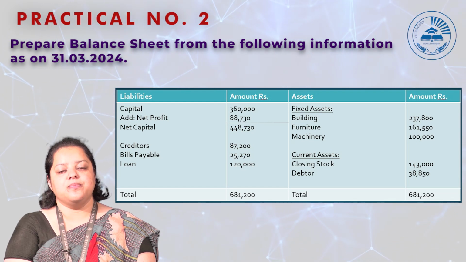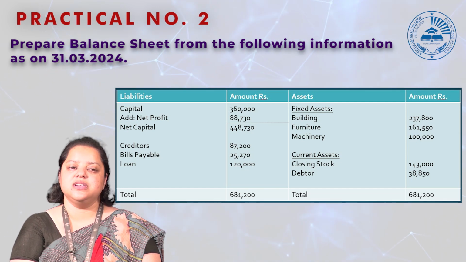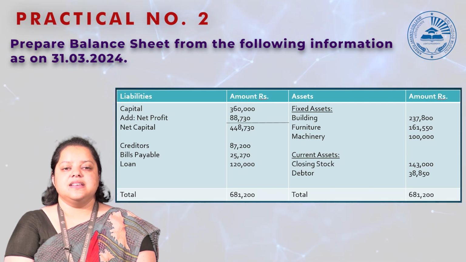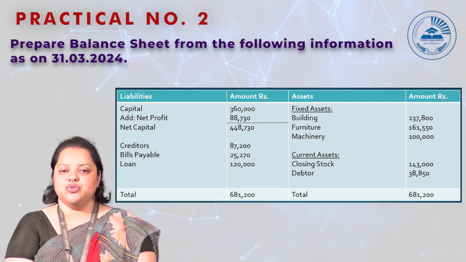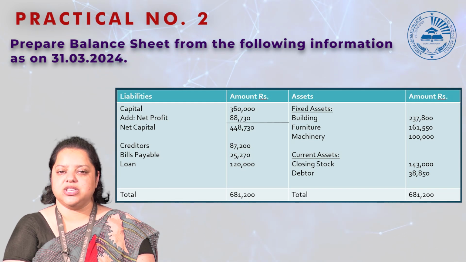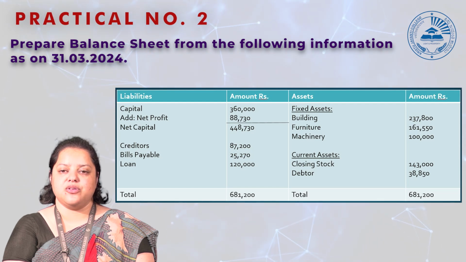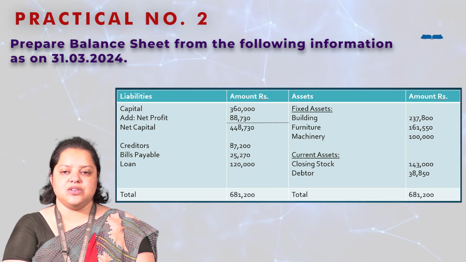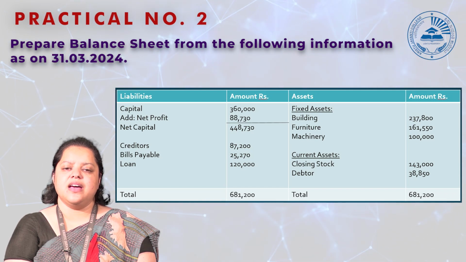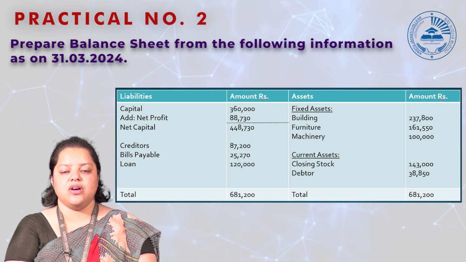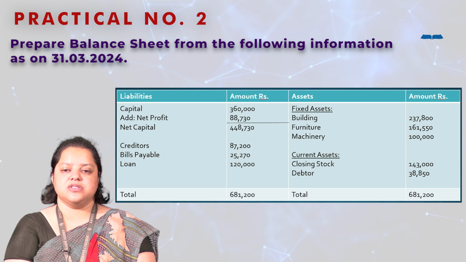As I told, if the company is taking any loan from a banking institution or financial institution, it is a liability for us. The same way we need to come to the asset side. On the asset side we are having two headings, as we do not have any investment, so there is no need to mention it. Under fixed asset we are having three items: building 2,37,800, furniture 1,61,550 and machinery 1 lakh. And under current asset we have only two items, closing stock and debtors. Closing stock 1,43,000 and debtors 38,850.